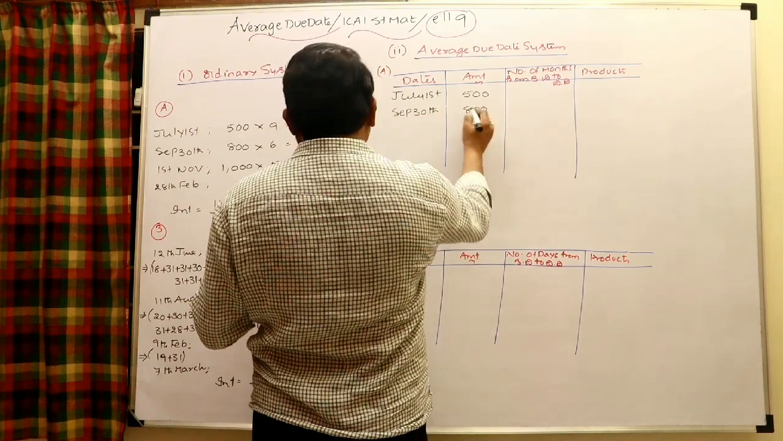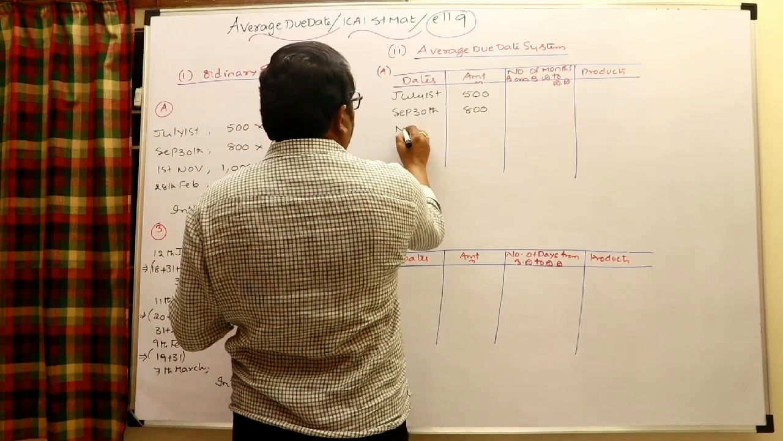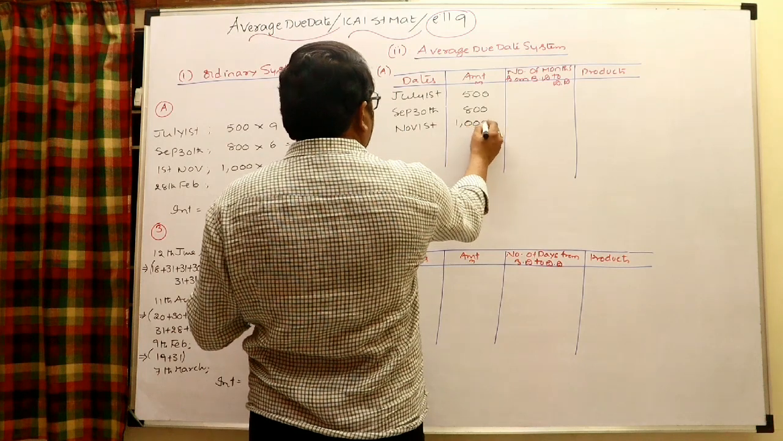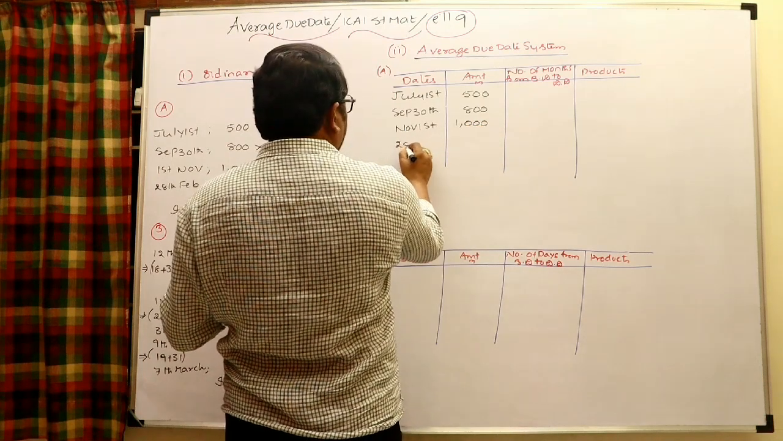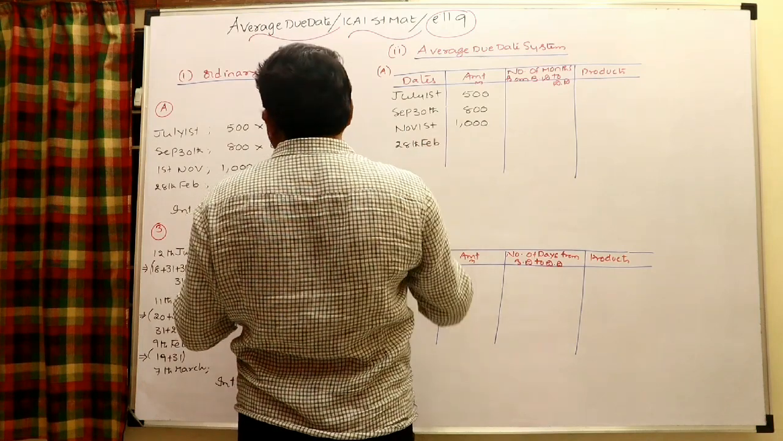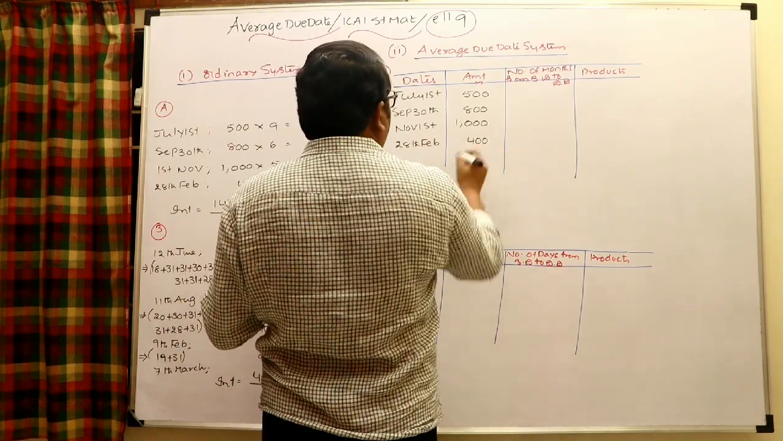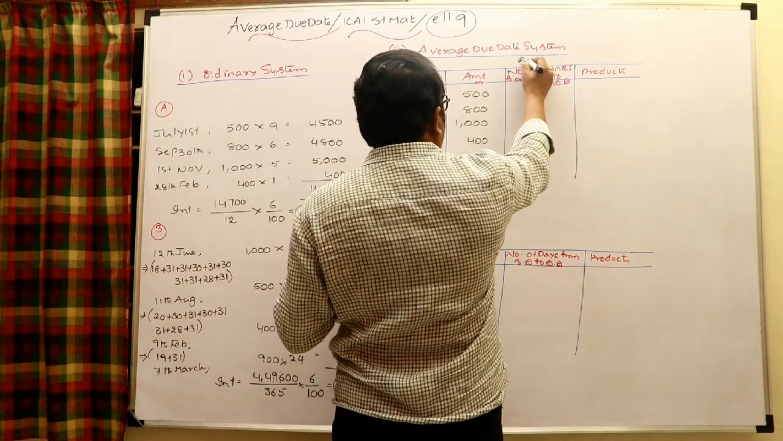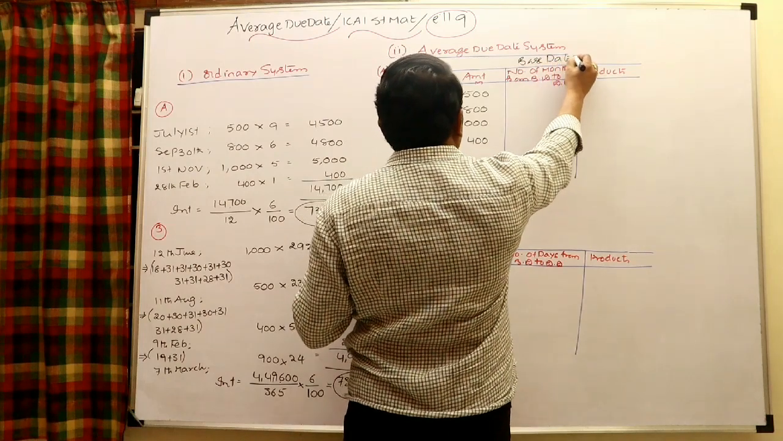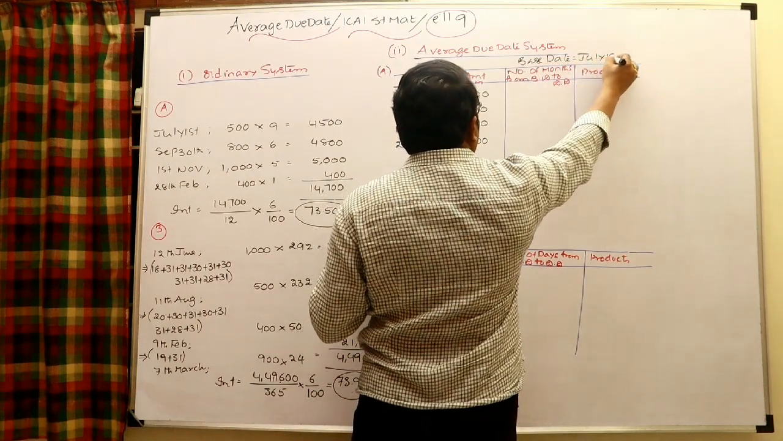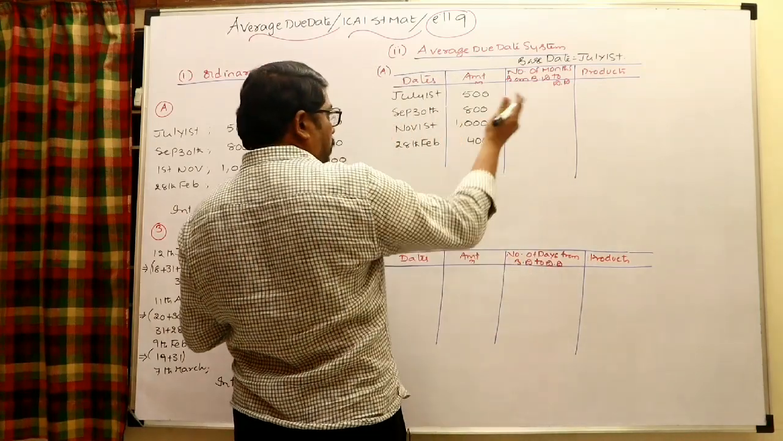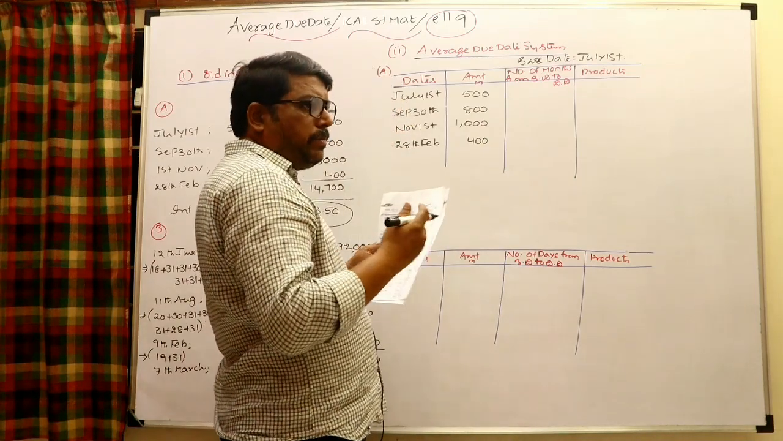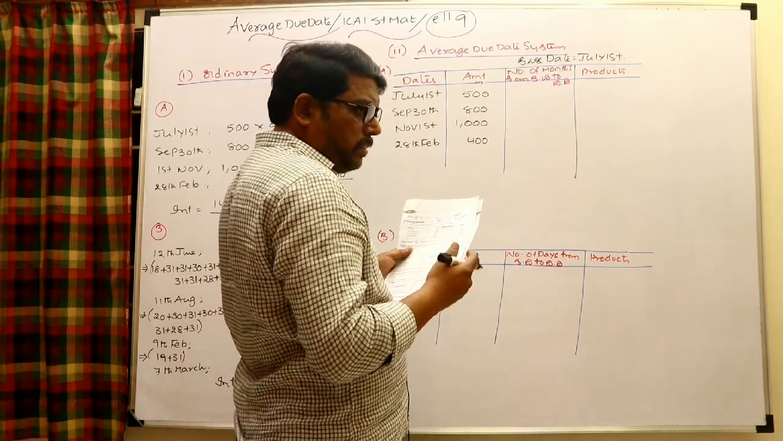800, 1st November 1000, 28th February 400. You can select any one of them as a base date. Better to select the earliest date as the base date. Here you may select base date is equal to July 1st. Number of days from base date to each due date, but here you can directly take months because there is a clear gap of months. You can directly take the months, not days.